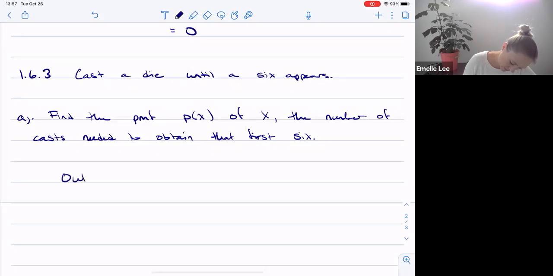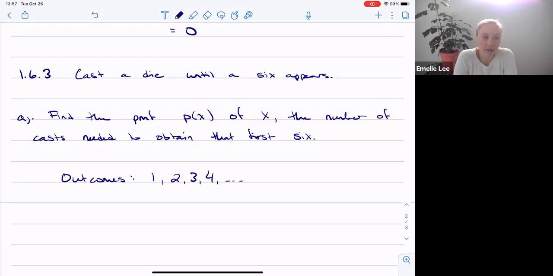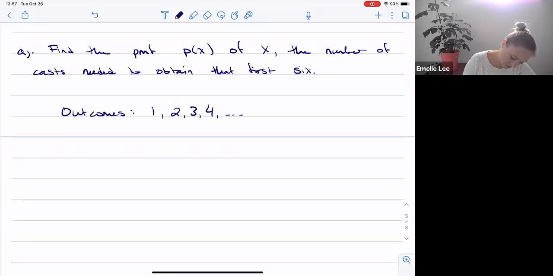And so our outcomes here, in theory, are 1, 2, 3, 4, technically all the way up to infinity, right? Not really in practice, because we know at some point we're going to get a 6. If we cast the die enough times, we get a 6. But let's just think about our outcomes. So what we find is we can set this up.